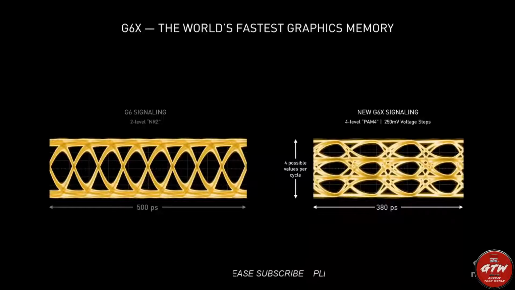Turing used G6, the fastest memories at that time. The industry thought that was the limit. For Ampere, we had to push through that limit. Working with Micron, we designed the world's first memories with PAM4 signaling, pulse amplitude modulation, with 4 voltage levels that encode 2 bits of data each, 00, 01, 10, 11. Each voltage step is only 250 millivolts. So in the same period of time, G6X can transmit twice as much data as G6. PAM4 is extreme signaling technology, and is just becoming used in high-speed networking.